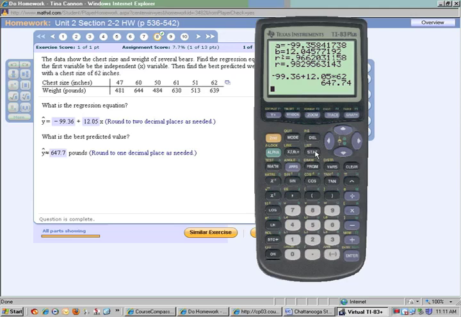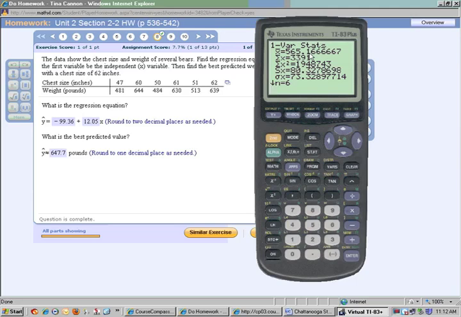So let's push stat, move over to calculate, and we're going to push enter. And remember, our y values are in our second list, so I can push second and the number 2 for list 2 and push enter, and notice there would be the mean. So if there was not a significant linear correlation, then my best predictive value would have been 565.2.